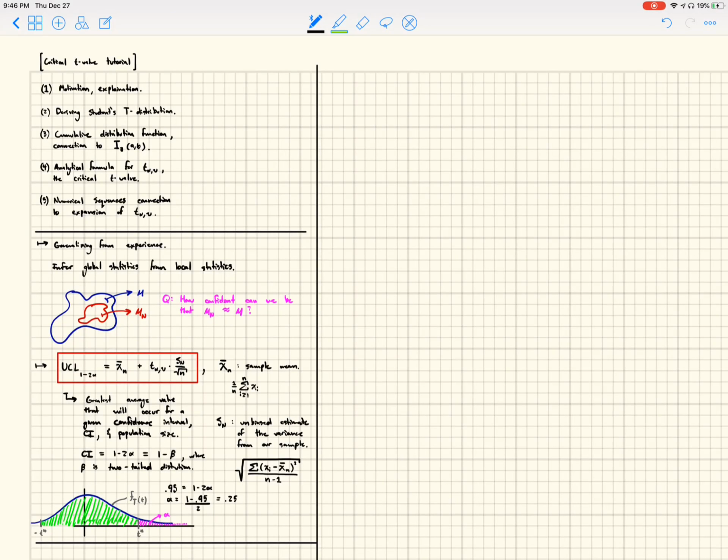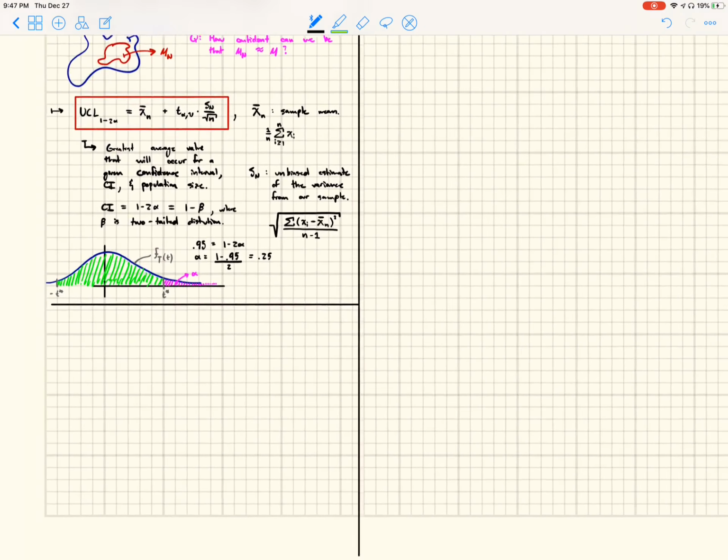Okay, welcome back to this second part in the 5-part tutorial to derive the critical t-value and to derive the student's t-distribution. In the second part, we're going to actually derive student's t-distribution. I'm going to go a little bit faster. This part's a bit more math heavy. You're going to have to understand some basics about calculus and probability distributions, and I'll just get started.